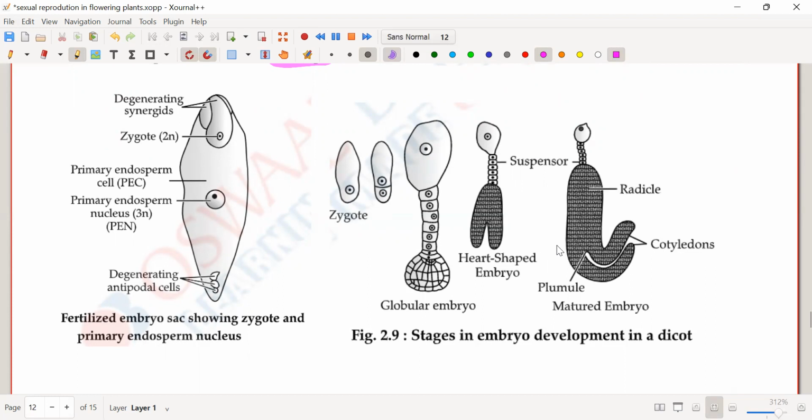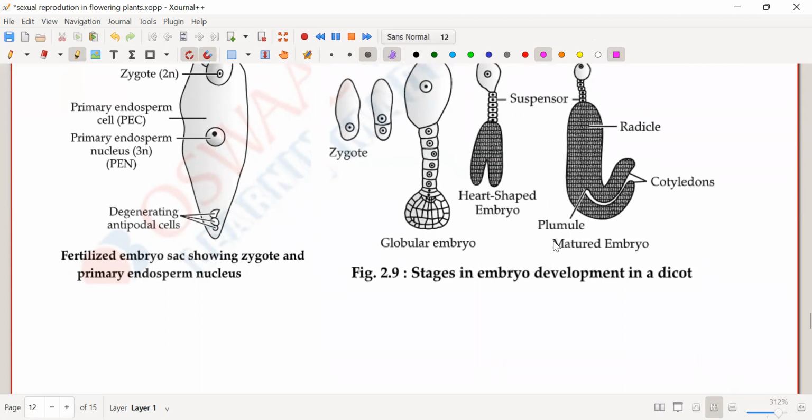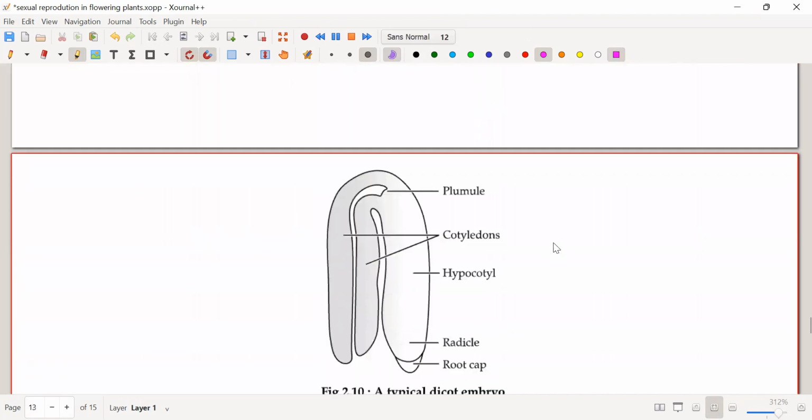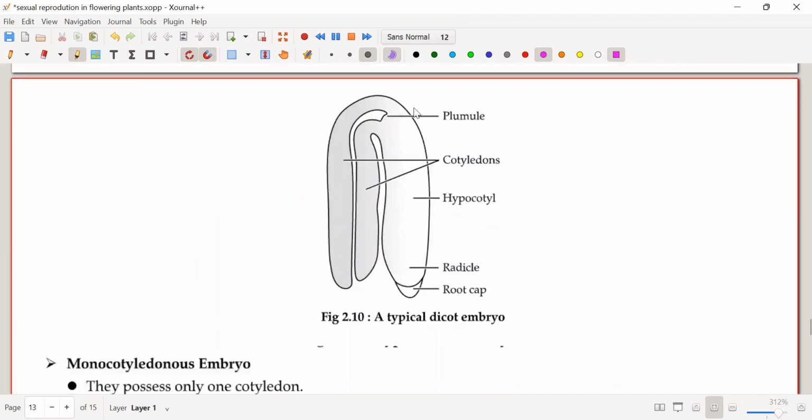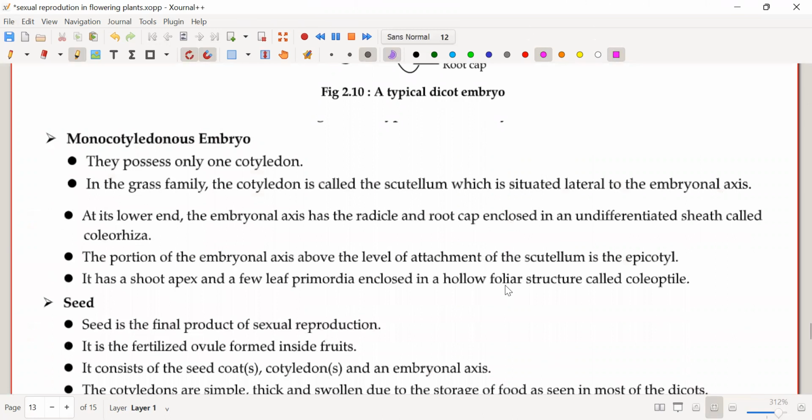Plumule. Plumule is the shoot system. Radicle is the root system. It forms the root system. See here, plumule, 2 cotyledons. This is epicotyl. This is hypocotyl, which forms the root system, root cap. What about this monocotyledon embryo?